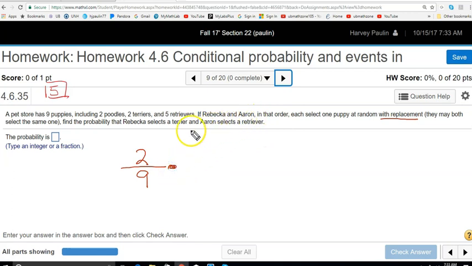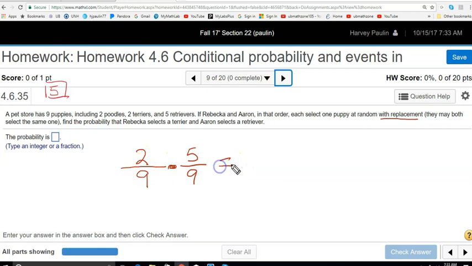And then Aaron selects a retriever. Well, there are 5 retrievers, but since there was replacement, there's still going to be 9. Now, normally, I'm not sure why I did it this way, because there would be 1 less, but that's without replacement. Here we have with replacement. So this is the setup.